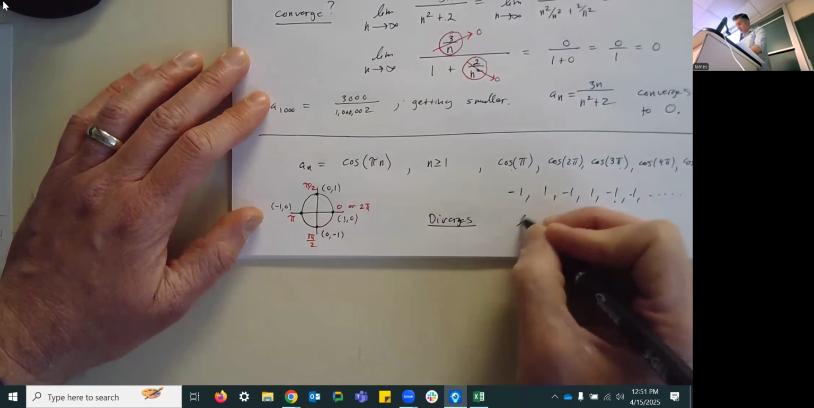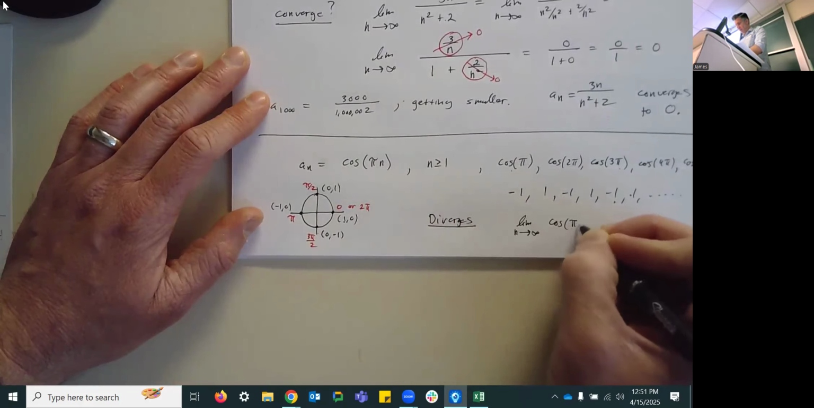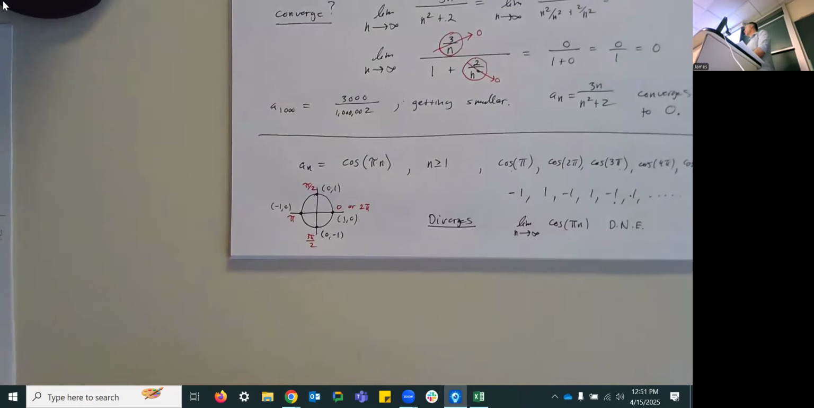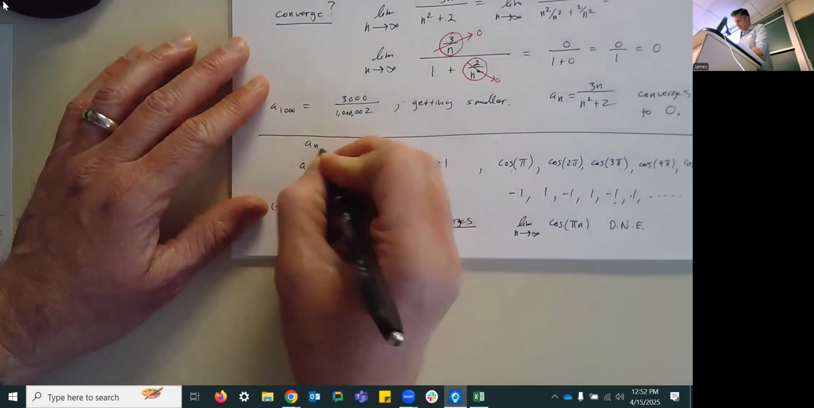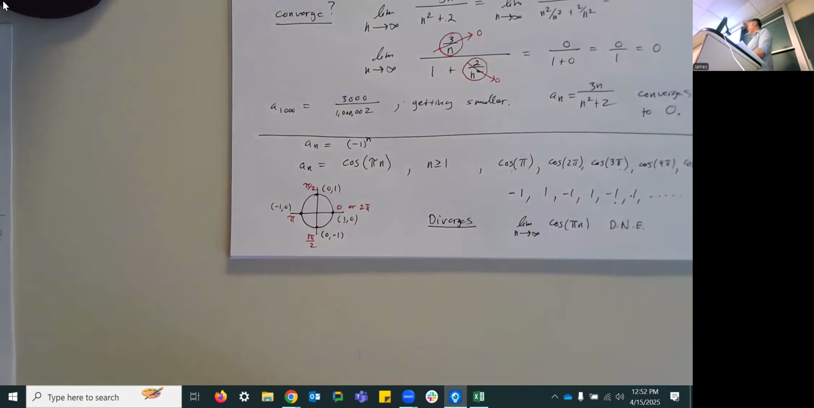Because if you took this limit as n goes to infinity of cosine of pi times n, this limit does not exist. You're bouncing back and forth forever and ever. Another way of writing this sequence, which I think is worth knowing, is I could also write this as a sub n just equal to -1 to the nth power. That is an equivalent way of writing the same sequence. When n is 1, you get -1. When n is 2, you get +1. When n is 3, you get -1. When n is 4, you get +1. You just keep bouncing back and forth.